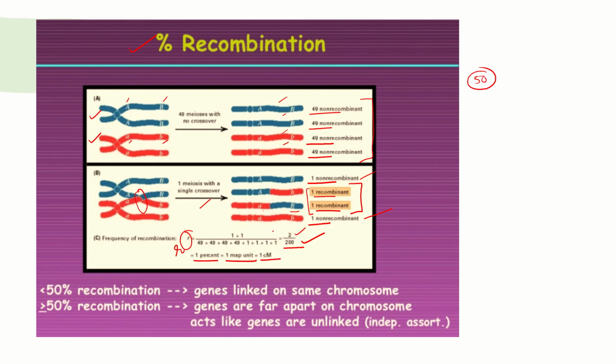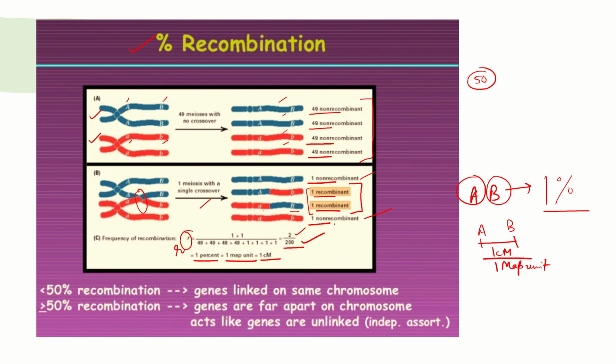So if there is one crossover, one point at which crossing over takes place between genes A and B, and their recombination frequency comes out to be 1%, it means their distance on the genetic map is 1 centimorgan. It is equal to 1 map unit. So this is how it is calculated.